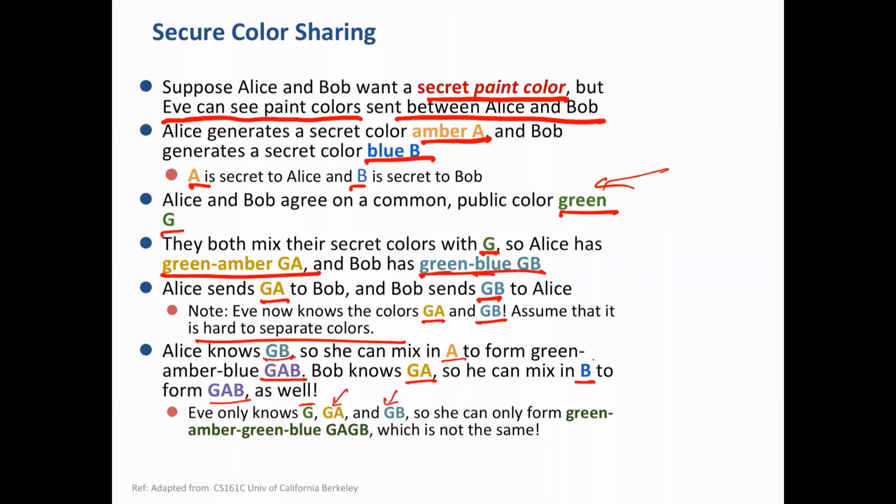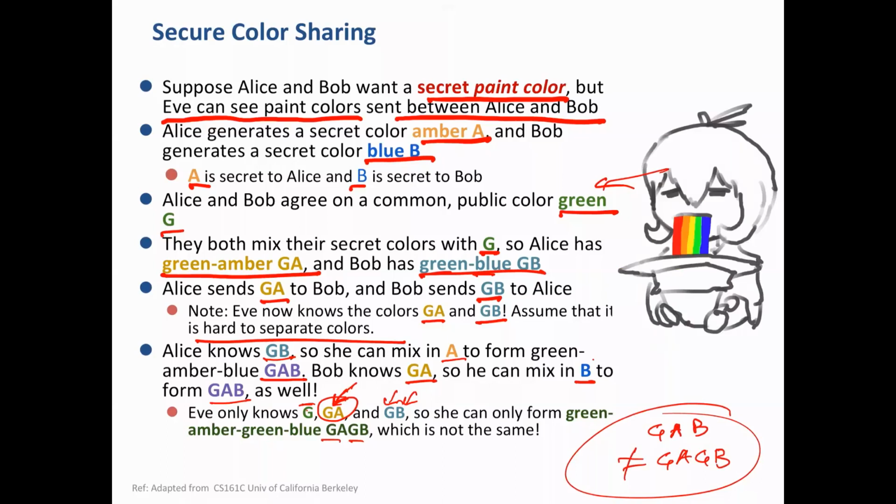Obviously, if she looks at GA and G, she cannot separate out amber from it. Similarly, she cannot separate out blue from this. She can only mix these two and get GAGB, which is not the same as GAB. GAB is not the same as GAGB. Okay, so this is the analogy. Any question?